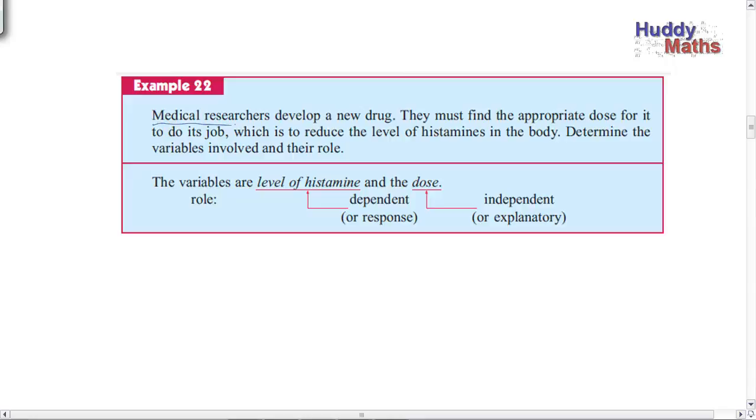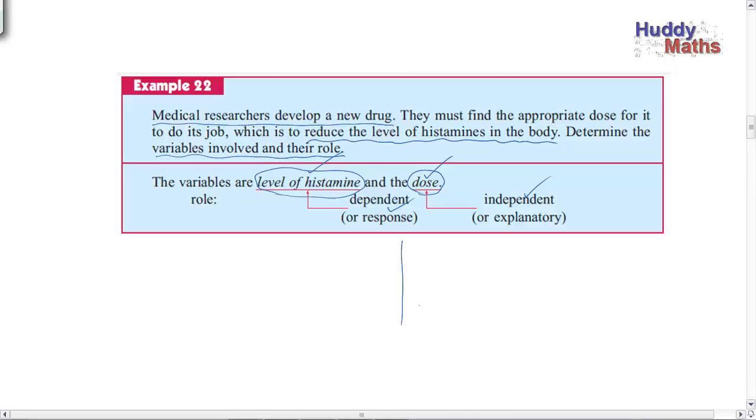Medical researchers develop a new drug. So this is a screen clipping from Hayes and Harris Publications, so you should have their book handy. They must find the appropriate dose for its job, and that's to reduce the level of histamines in the body. Determine the variables involved and their role. So what's the variable? The thing you're varying: it's the level of histamine and the dose. Now, as you change the dose of this drug, you change the level of histamines in the body. So the dose is independent, and the level of histamine is in response, or is dependent upon that.